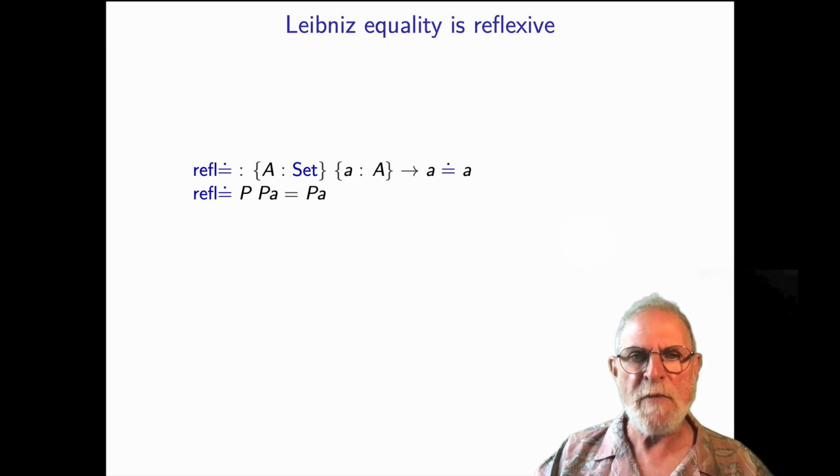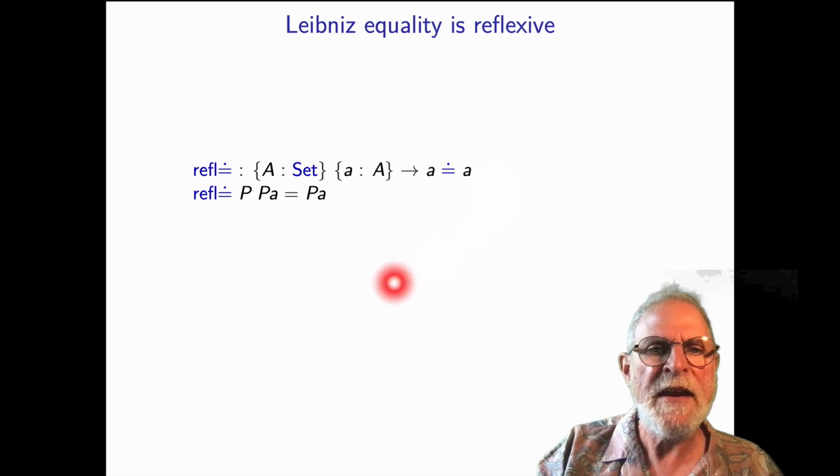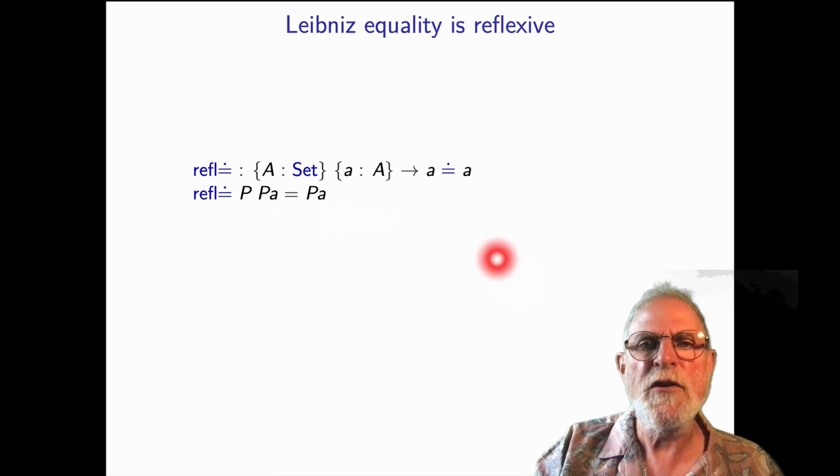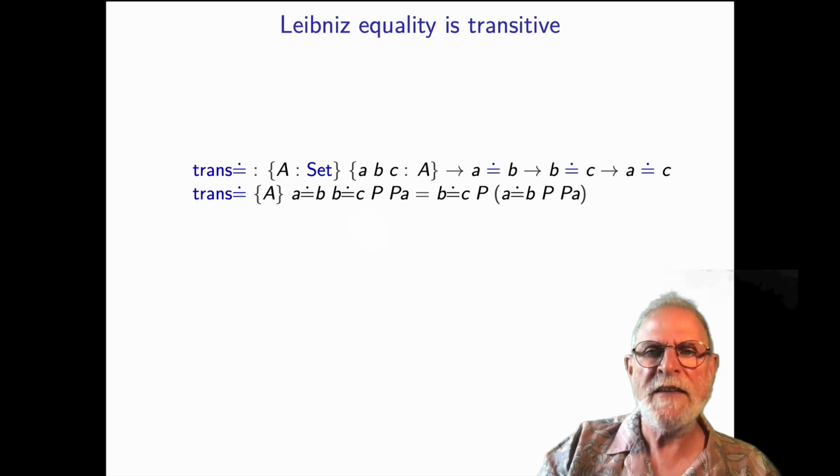So first of all, right, we want to be reflexive. We want it to always be the case that A is equal to A. What does that mean? Given an arbitrary P and proof that P of A holds, we need to return proof that P of A holds. Okay, that's very easy. It's also transitive.